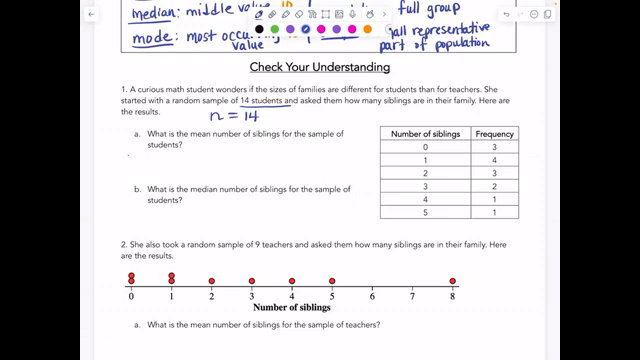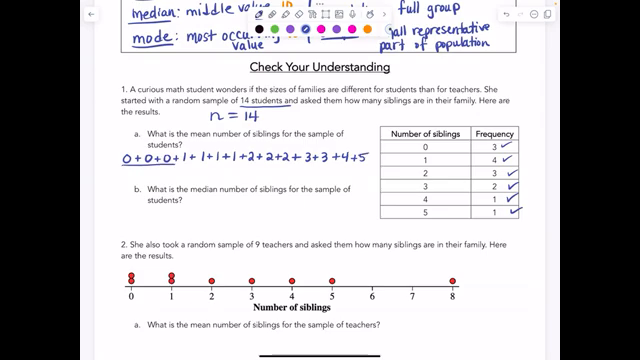So there are 3 students that have 0 siblings. So I'm going to do 0 plus 0 plus 0. So I got all those. Then there are 4 students with 1 sibling. So I'm going to do 1, 2, 3, 4. There are 3 students with 2 siblings: 1, 2, 3. There are 2 students with 3 siblings: 1, 2. There's 1 student with 4 siblings, and there's 1 student with 5 siblings.